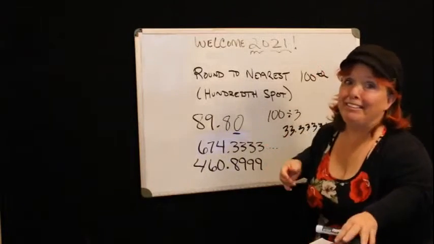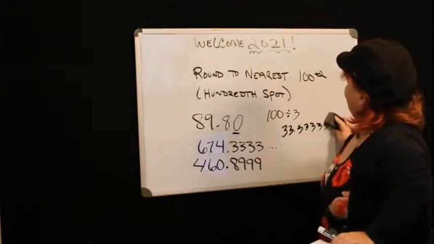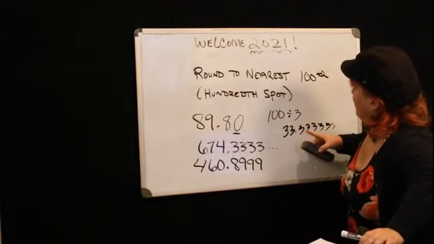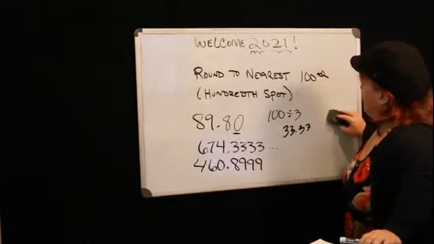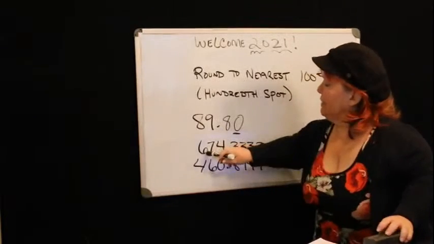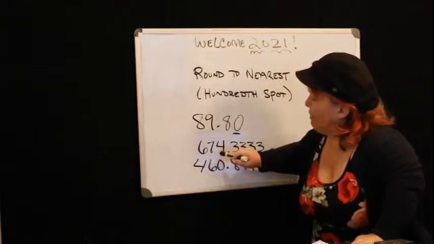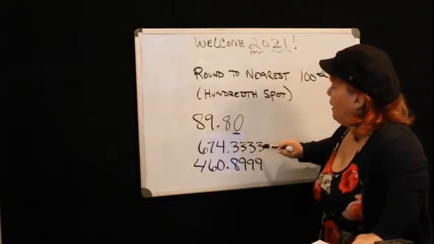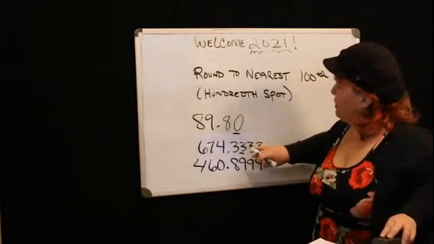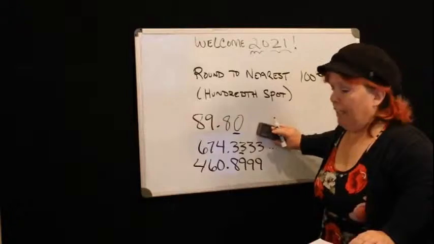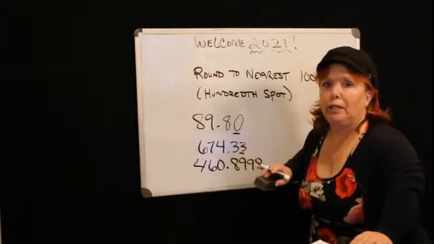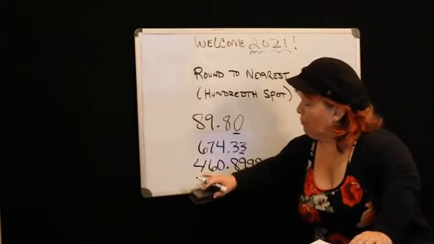So we're going to round it down to the 100th spot. So 100 divided by 3 is 33.33, since that was a 3 and less than 5. Okay? So in this case, 674.3333, the 100th spot is right here, right? This is less than 5, so what happens to these two numbers? They drop off, right? So it's 674.33.